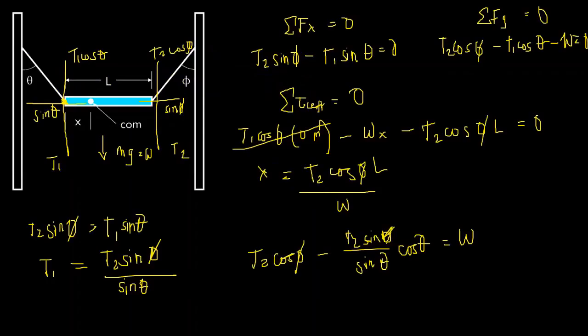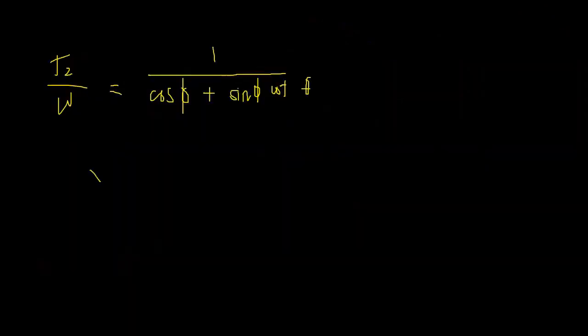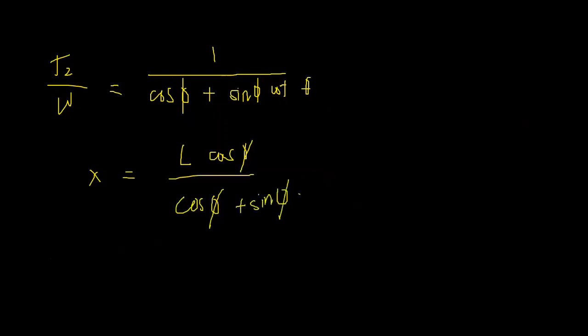And since yun yung hinahanap natin dito sa equation na to kanina, we can now proceed on solving for x. Since alam na natin yung value ng T2 over W, alam na rin natin yung value ng cosine phi, and alam na rin natin yung value ng L, we can now proceed on calculating the value of x. So, x will be equal to L cosine phi over cosine phi plus sine phi times cotangent theta. Ayan. So, ito na yung magiging working equation natin.